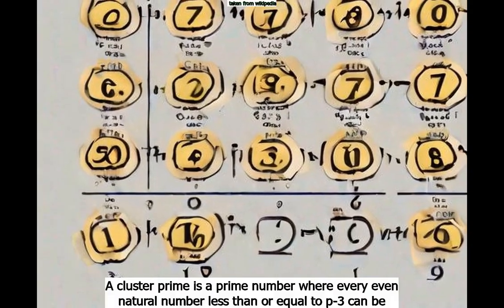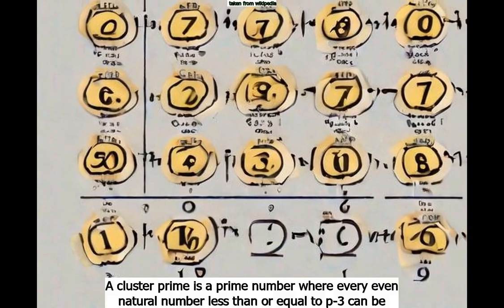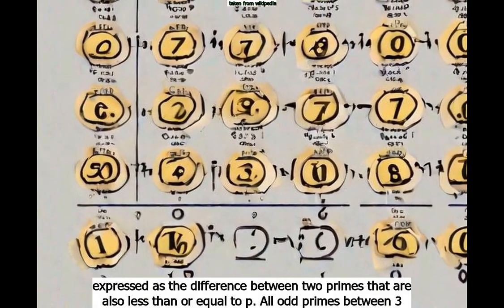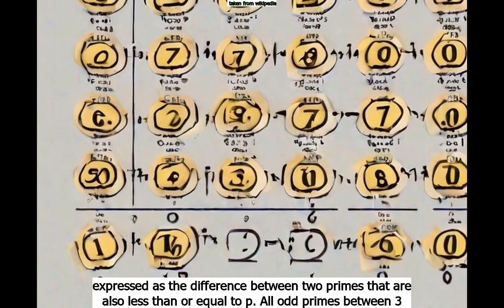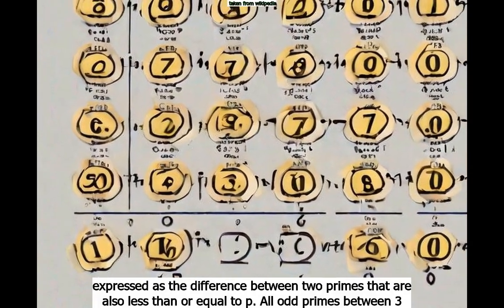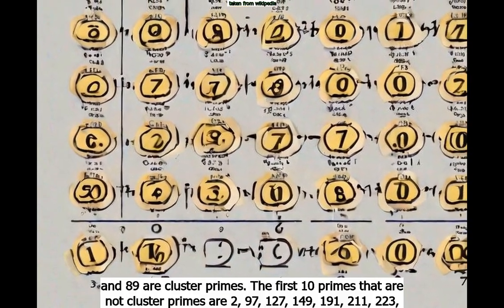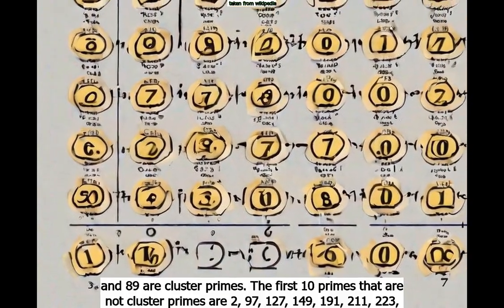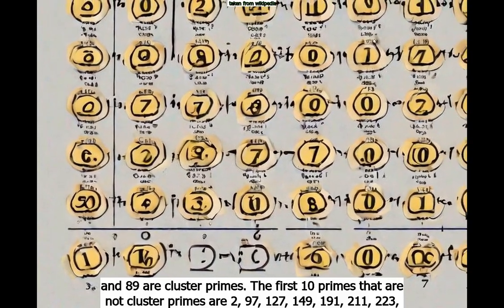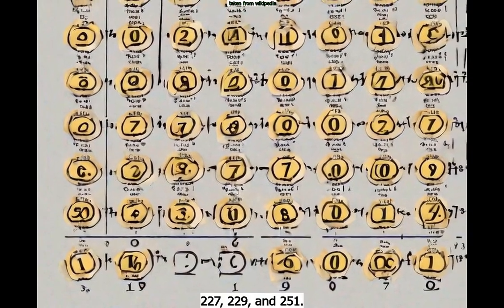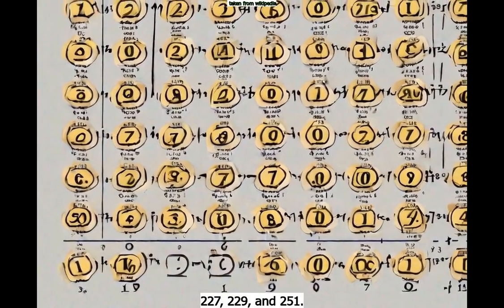A cluster prime is a prime number where every even natural number less than or equal to p minus 3 can be expressed as the difference between two primes that are also less than or equal to p. All odd primes between 3 and 89 are cluster primes. The first 10 primes that are not cluster primes are 2, 97, 127, 149, 191, 211, 223, 227, 229, and 251.